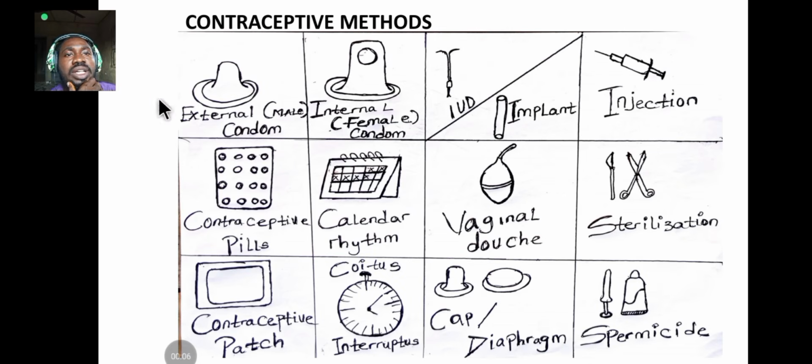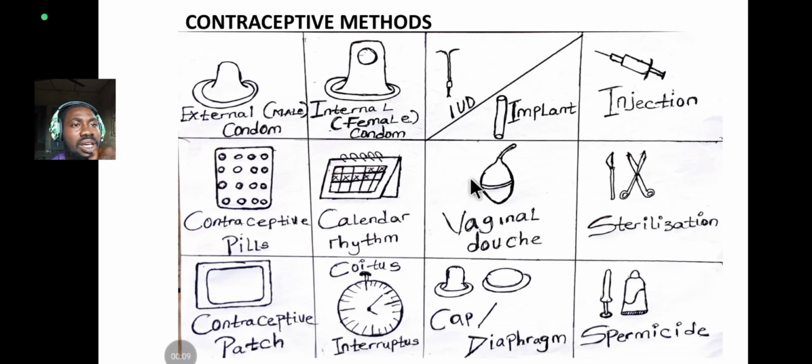So let's quickly take a look at the contraceptive methods, okay? All the diagrams in each of the boxes here are the contraceptive methods. They are methods we employ to prevent pregnancy from occurring, to prevent fertilization of the ovum by sperm. Some act as a barrier, the barrier method, preventing the egg and the sperm from meeting, all right?